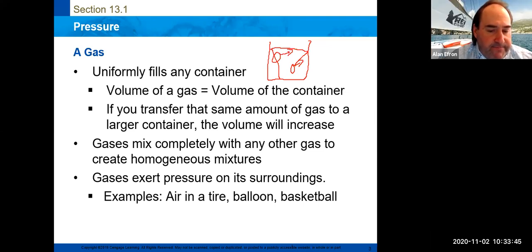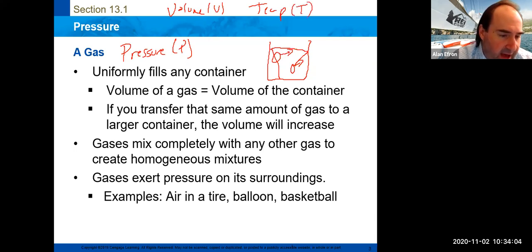And when we talk about gases, we often talk about three main properties of gases, and that's pressure, volume, and temperature. These are the three main variables, if you will, that we deal with when we're dealing with gases and gas laws and those types of things.